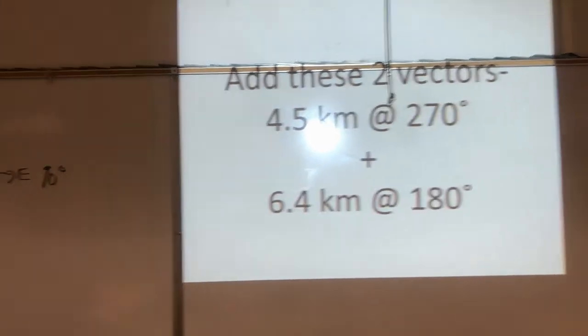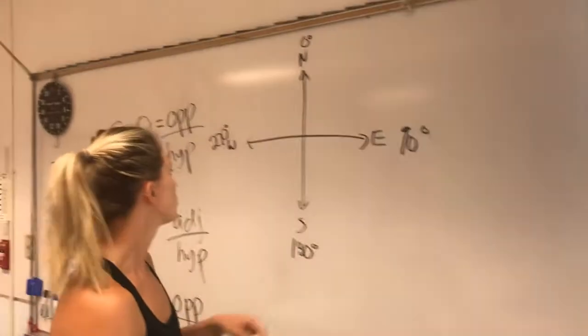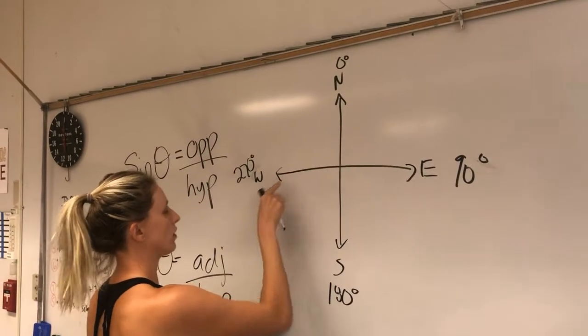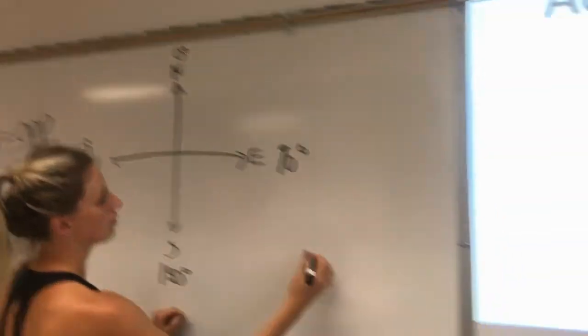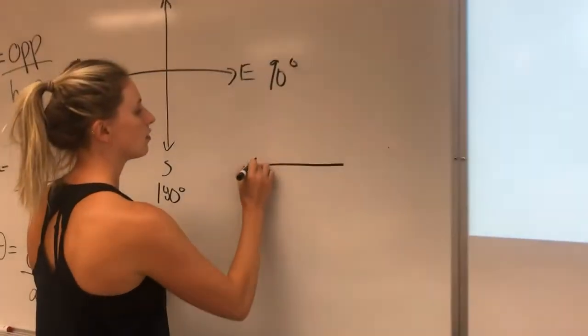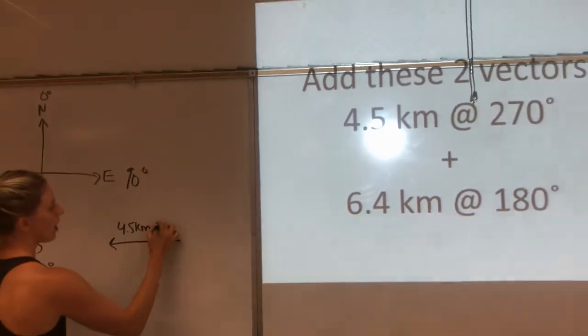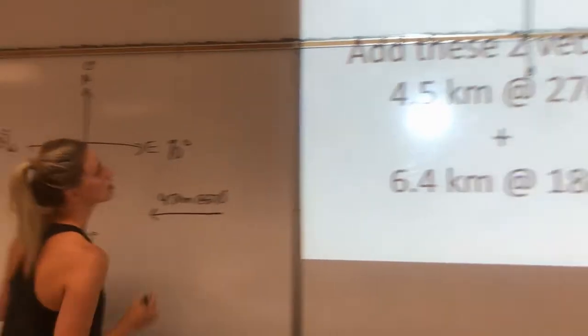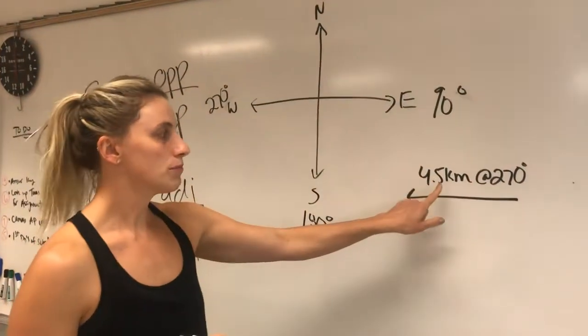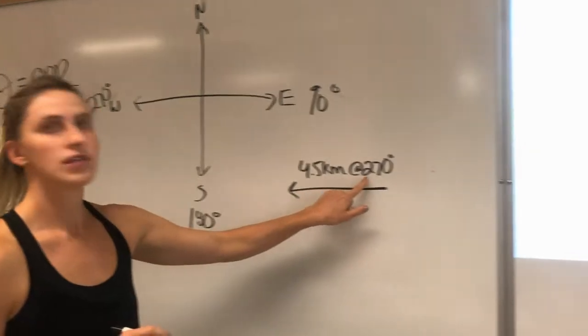4.5 kilometers at 270 degrees. So 270 is this direction. You can see 270 there. I'm going to go ahead and write that right here. Okay, so I'm going to say 4.5 kilometers at 270 degrees. And it's really important that you write down all the numbers, the units, and the degrees.